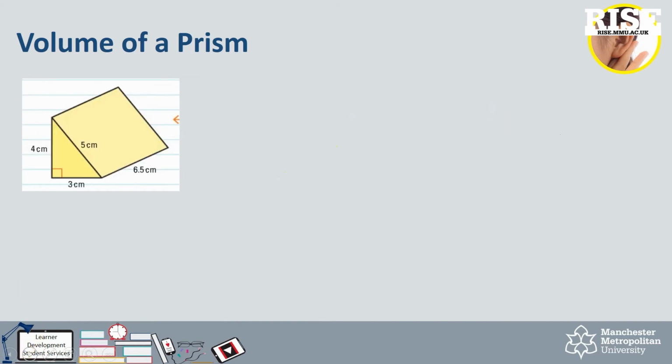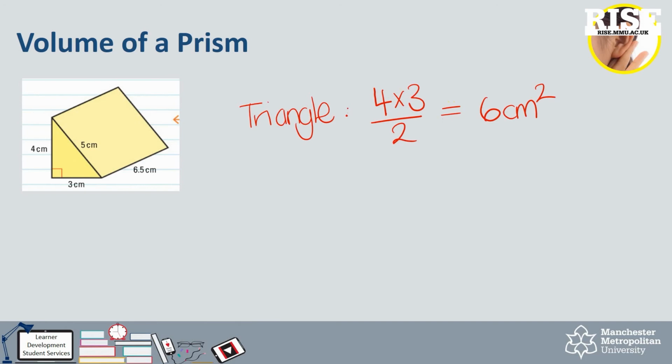What about where you're not given that area though? Well, you'd have to find it out first. Here I can see that that end cross-section is a triangle, so I need to find the area of the triangle at the end of the prism. I would do that by taking 4 multiplying by 3, base times height, and dividing it by 2. That would give me 6 centimetres squared.